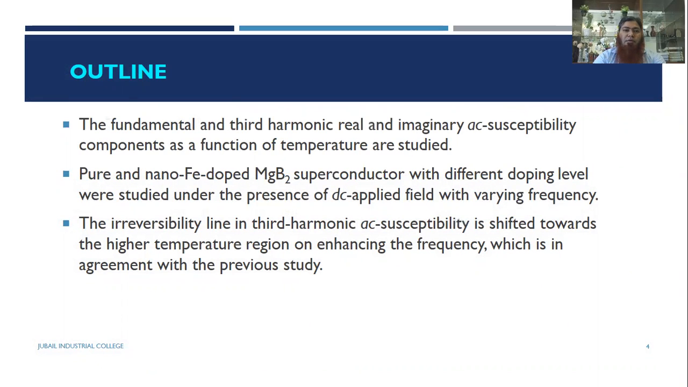The outlines are: the fundamental and third harmonic real and imaginary AC susceptibility as a function of temperature are studied here. We have taken pure and nano iron doped MgB2 superconductor with different doping levels in presence of the DC applied field with varying frequency. In the last, we have calculated the irreversibility line in third harmonic AC susceptibility, which is shifted towards the higher temperature region when we increase the frequency. These results are in agreement with previous reports.